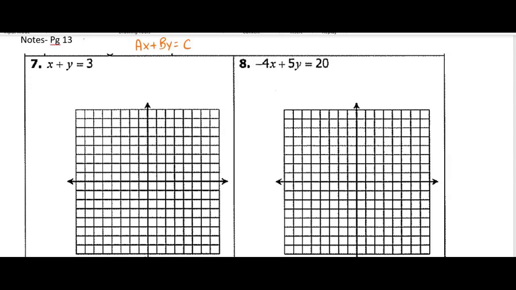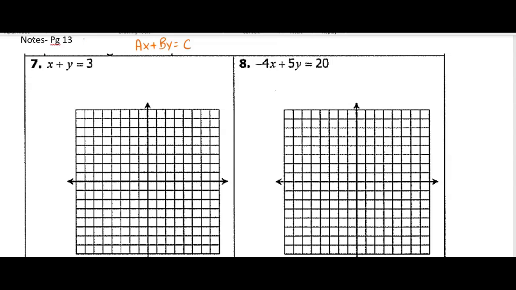Okay, here are your notes for Monday, November 16th. We are dealing with standard form. You'll notice your notes are on page 13. Standard form is ax plus by equals c, so your goal today is to graph in standard form.